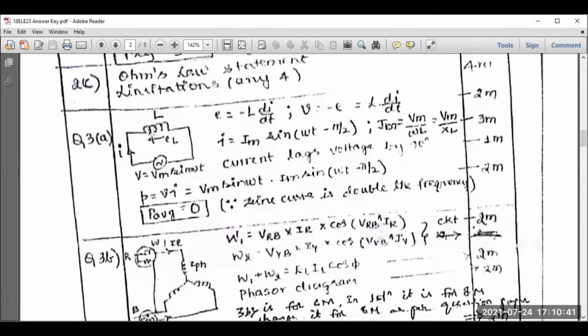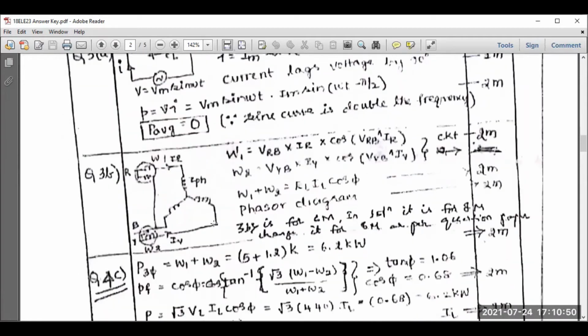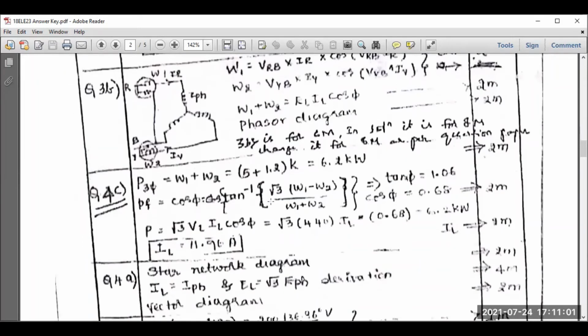Question number 3, you are supposed to draw the particular circuit diagram and you have to mention the relation between voltage and current in a pure inductive circuit and finally derive that P average is equal to 0. In the 3 wattmeter method, you have to draw the circuit diagram, mention W1 and W2.